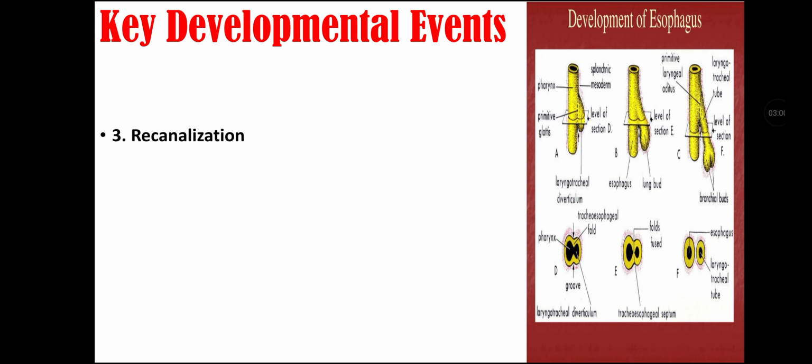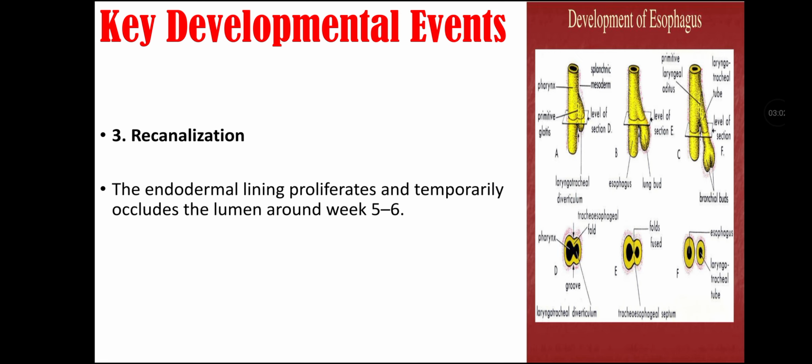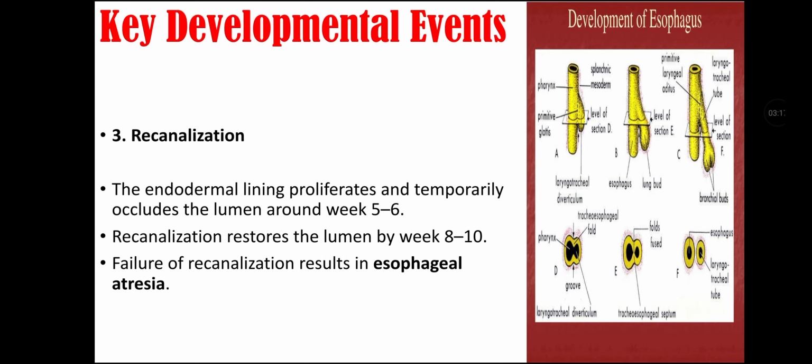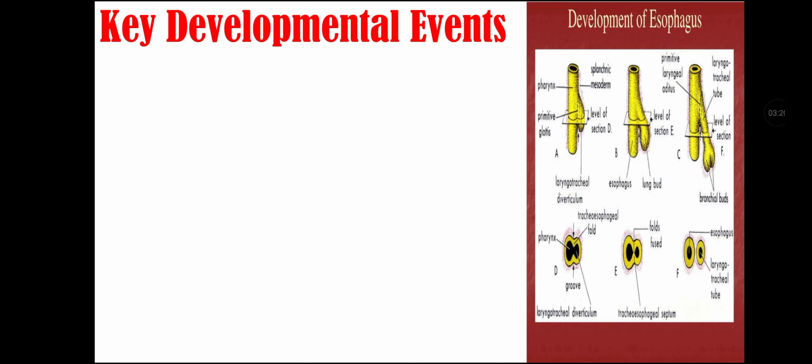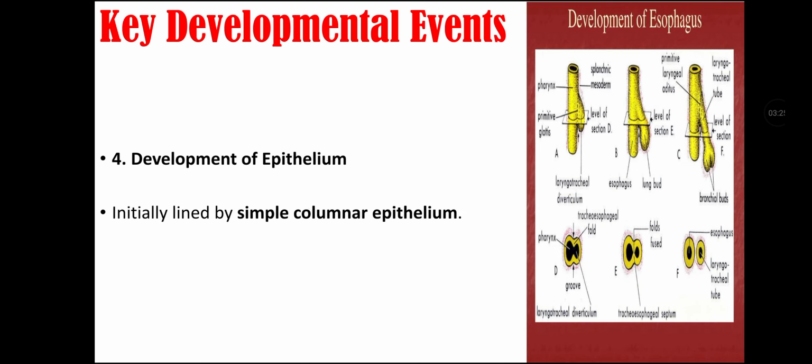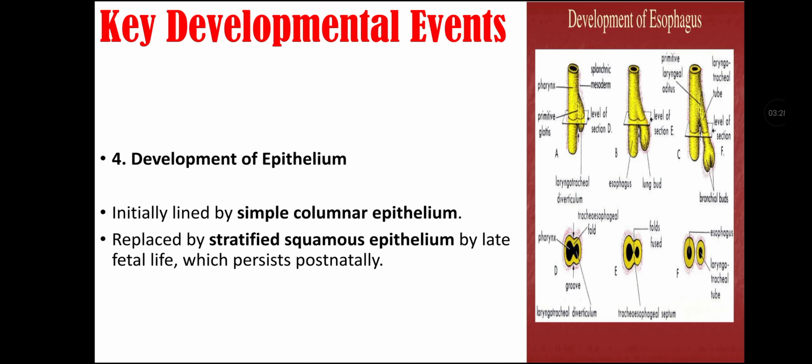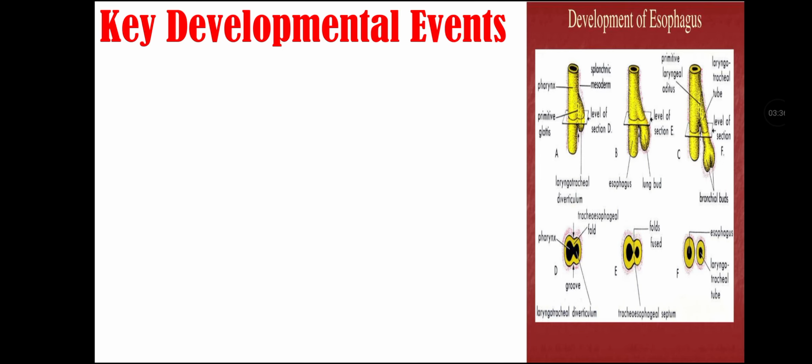The third key event during esophagus development is recanalization. The endodermal lining proliferates and temporarily occludes the lumen around week 5 to 6. Then there is recanalization that restores the lumen by week 8 to 10. Failure of recanalization results in esophageal atresia. The next event in esophageal development is development of epithelium. Initially it is lined by simple columnar epithelium, but later it is replaced by stratified squamous epithelium by late fetal life, which persists postnatally.